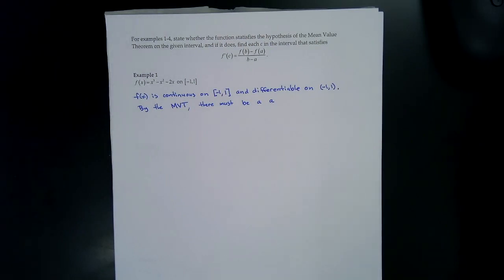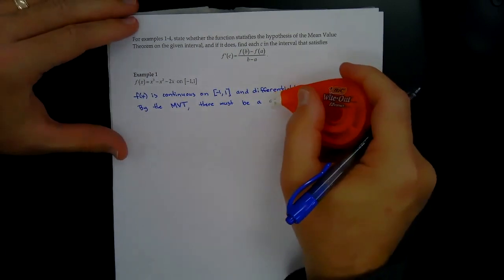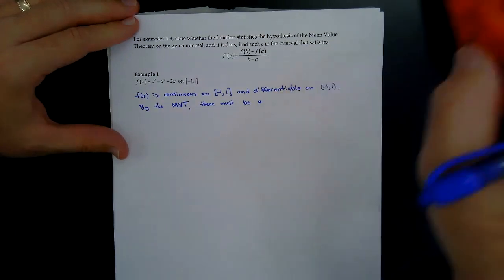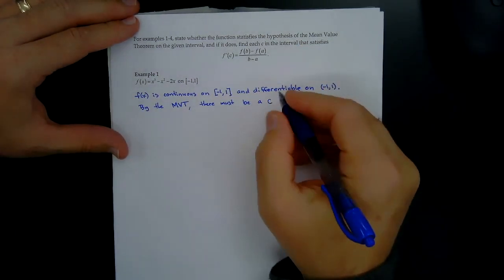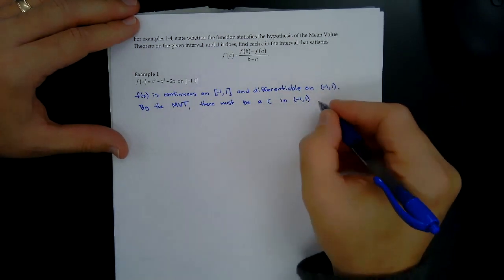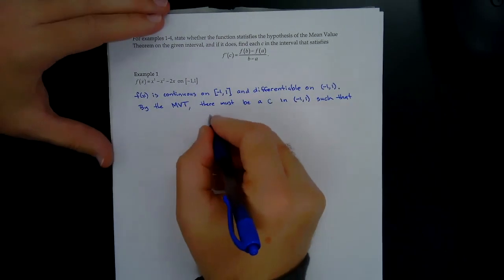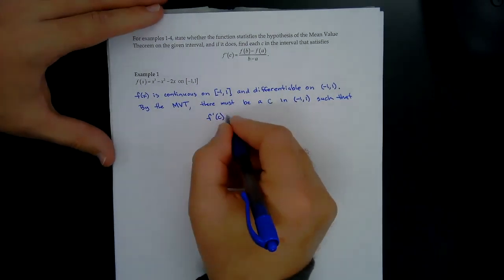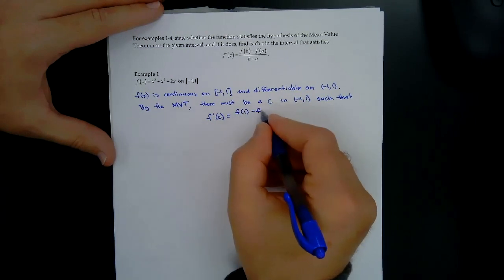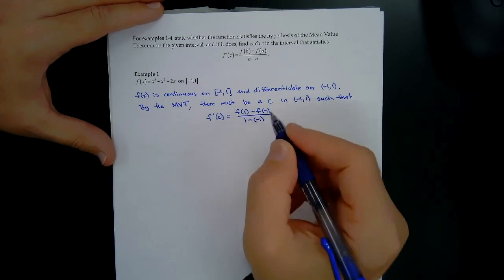in the open interval -1 to 1 such that f prime of c is equal to f of 1 minus f of -1, because those are my endpoints, over 1 minus -1.